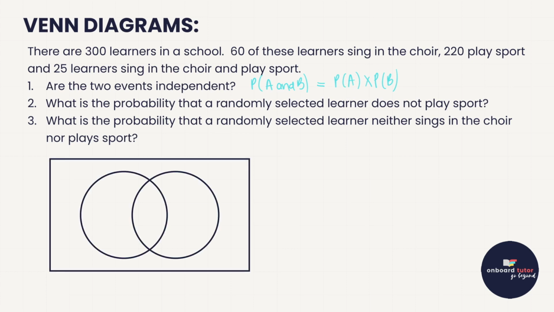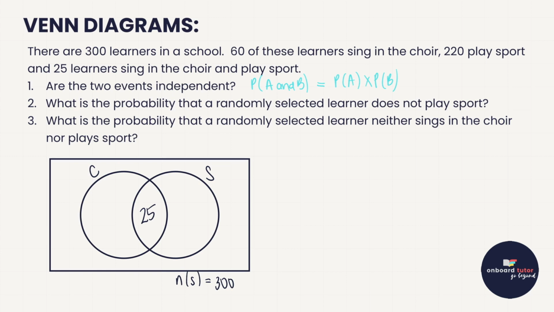So we've got 300 learners in the school, so the universal set is 300. 60 sing in the choir, 220 play sport. We're going to have to call one of these circles choir and one of these sport. 25 do both, so 25 sing and play sport.